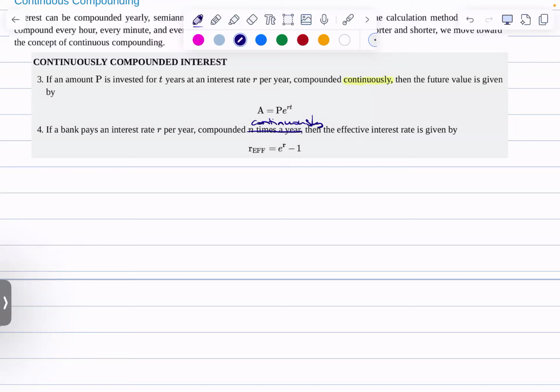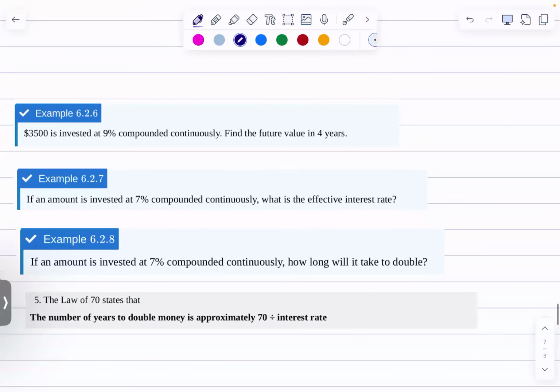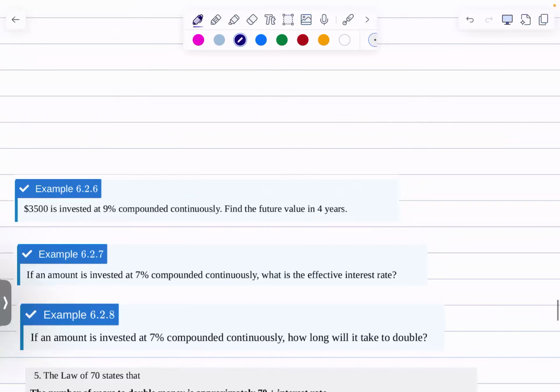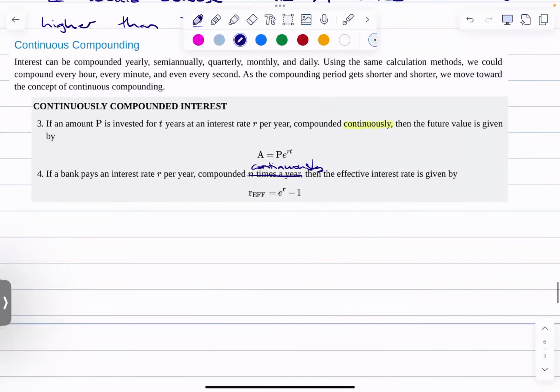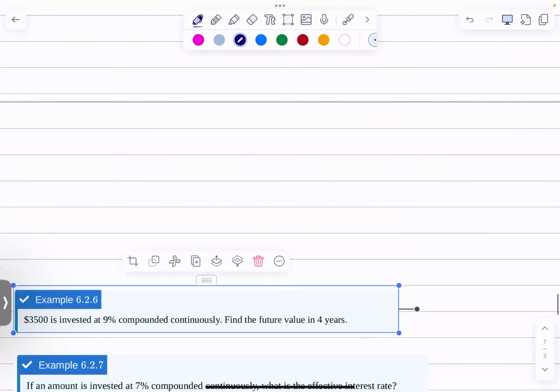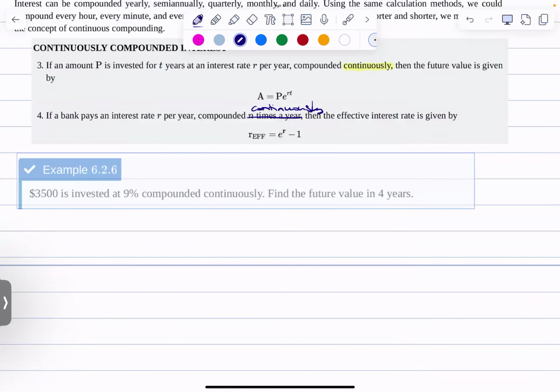So let's see here. I'm trying to decide how much we care about continuous compounding. Not a lot. We only have 3 examples on it. So cut it out. No, let's try it. It's pretty fun. I think the formula is a little bit simpler.